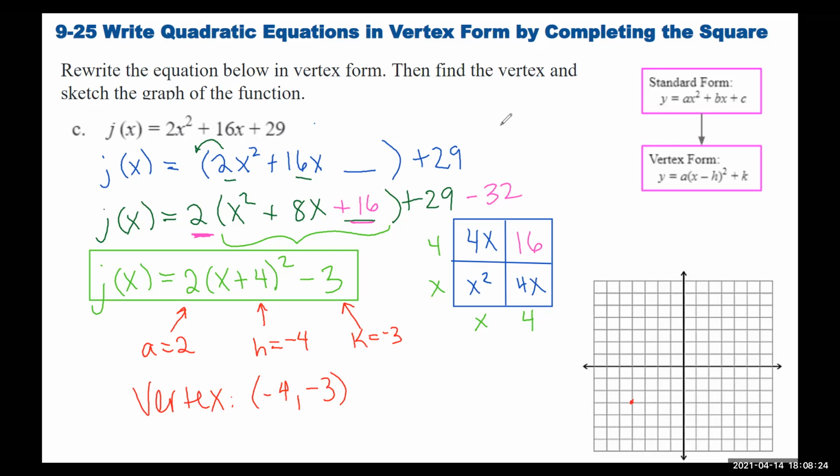And now when you build the rest of your parabola, you just need to remember to go twice as steep as normal. So instead of right 1, up 1, you go right 1, up 2, left 1, up 2. And instead of right 2, up 4, you go right 2, up 8. So not 4, but 8. And then balance it on the other side, left 2, up 8. And here's our steep parabola with vertex at -4, -3.